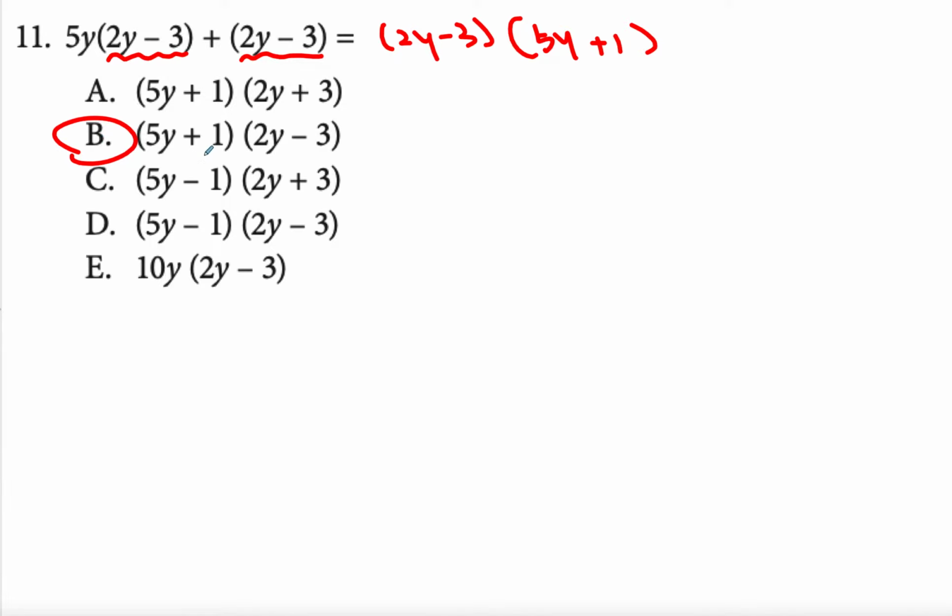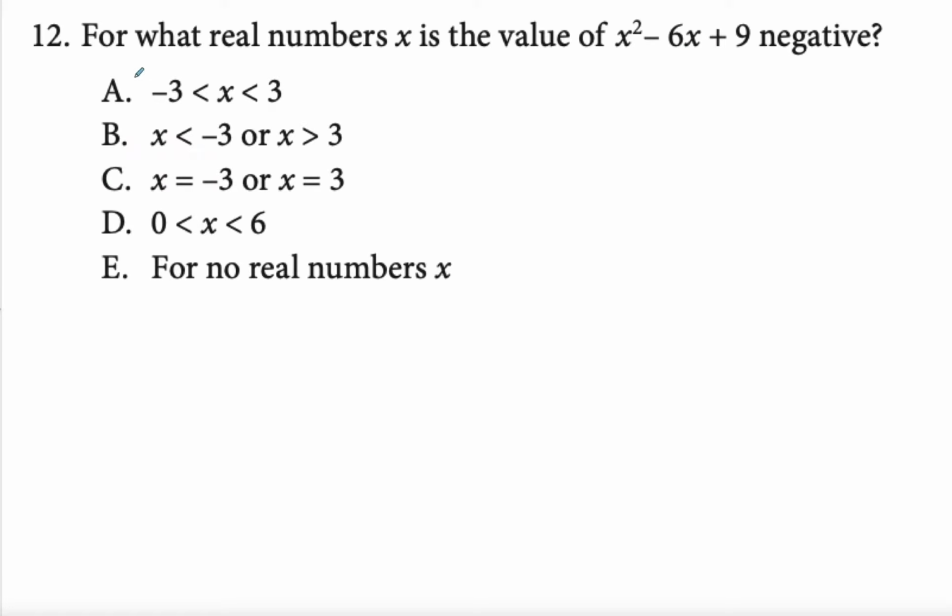Alrighty, let's look at number 12. For what real number, or real numbers x, is the value of this one negative? That means we are looking at x squared minus 6x plus 9 has to be less than 0. But wait a minute. We realize that this is a perfect square, because let's try to factor this one and see what we end up getting. Which two numbers multiply to 9 and add up to negative 6? Yes, it is in fact negative 3.